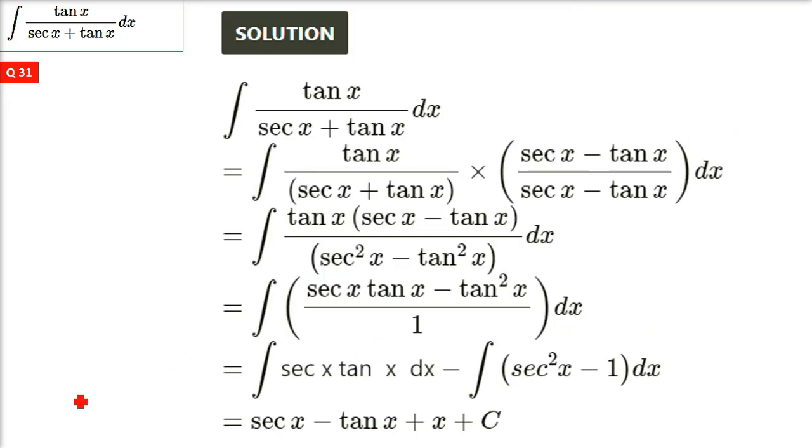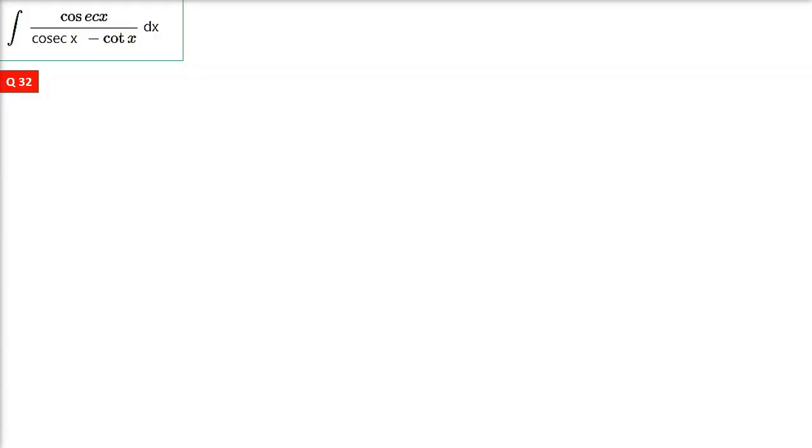So this rationalization is the key which you ought to use wherever it is possible. It makes the question very easy. So this question is again very easy for you.